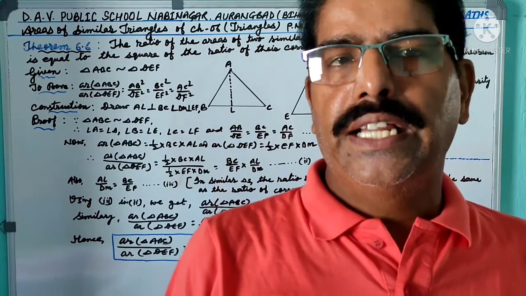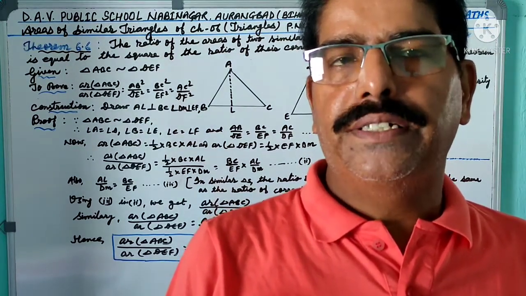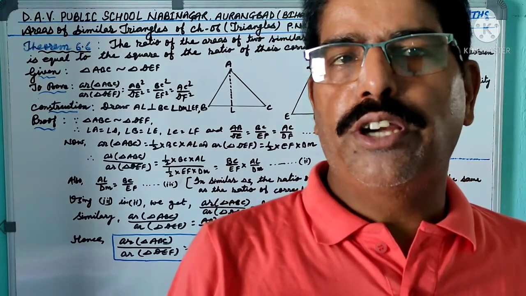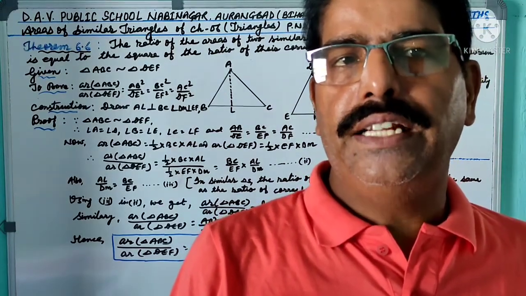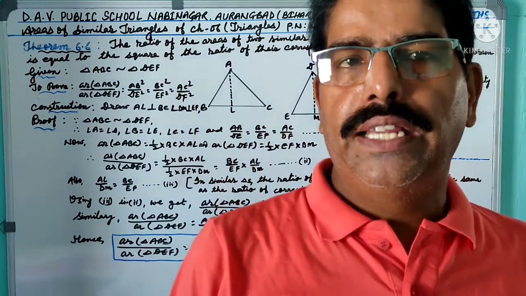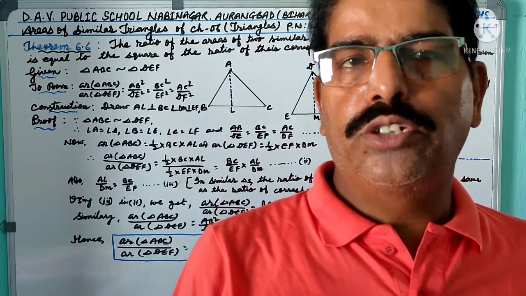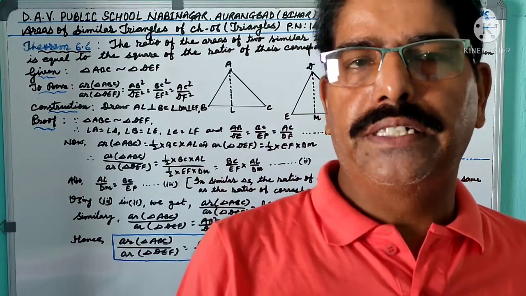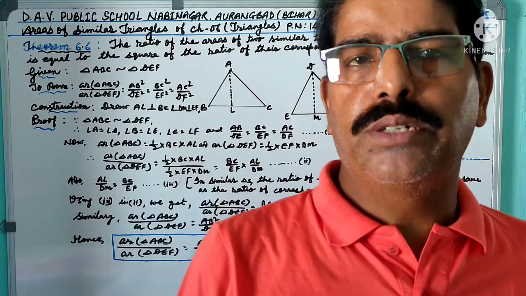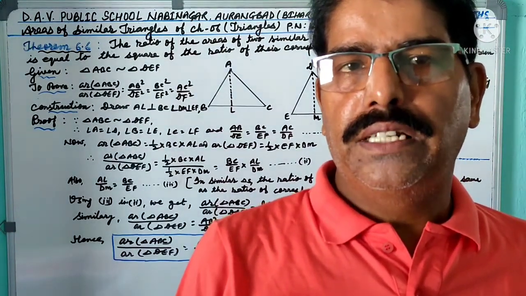Dear students, in the previous class we discussed the topic criteria for similarity of two triangles, and we were also solving some problems of exercise 6.3. Today I am going to start a new topic, areas of two similar triangles. Let us move towards the topic.